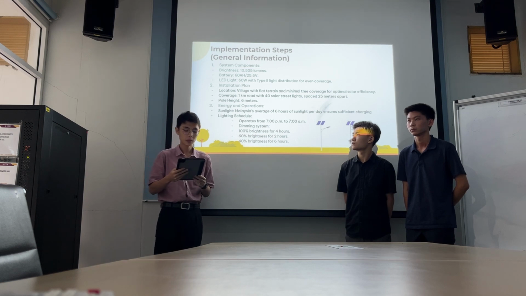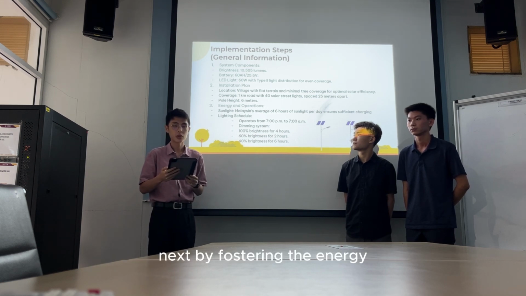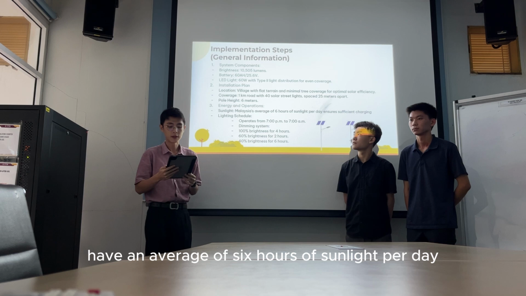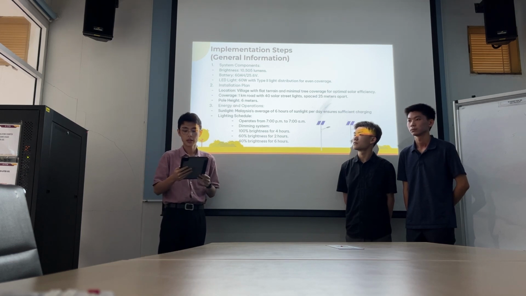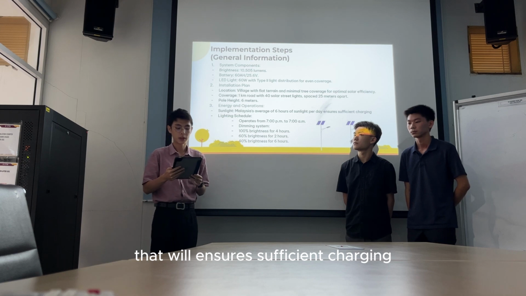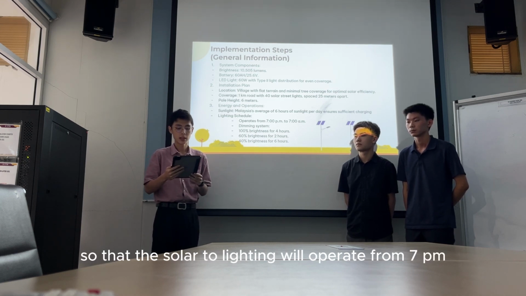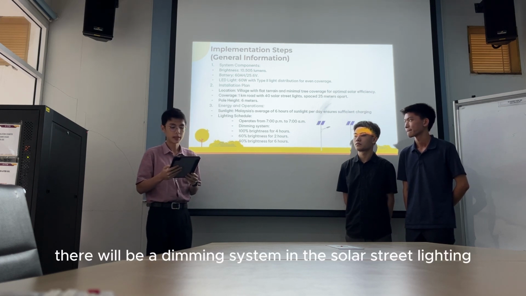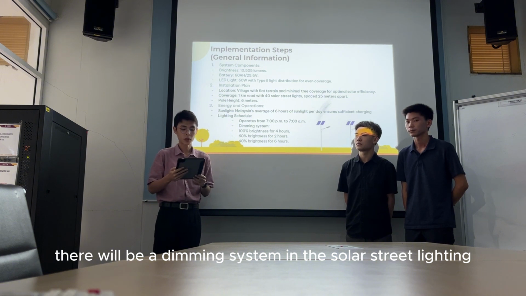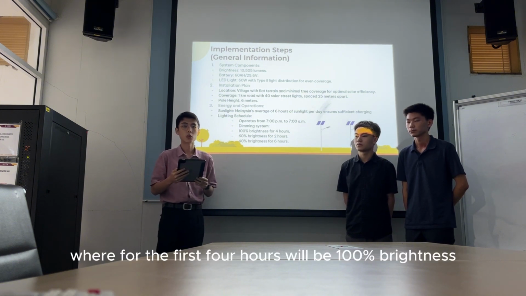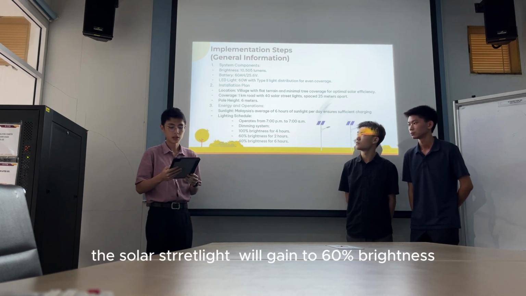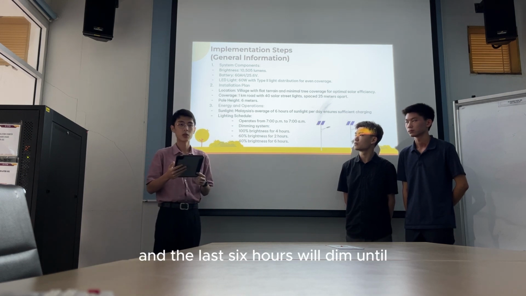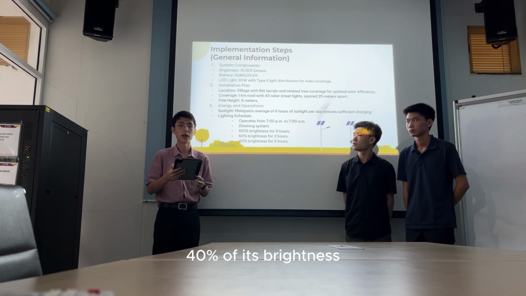Next, considering the energy and operations of the solar streetlight, since Malaysia has an average of 6 hours of sunlight per day, that will ensure sufficient charging so that the solar streetlight will operate from 7 p.m. to 7 a.m. There will be a dimming system in the solar streetlight, where for the first 4 hours it will be at 100% brightness. The solar streetlight will dim to 16% brightness for the next 2 hours, and for the last 6 hours it will dim to 40% of its brightness.